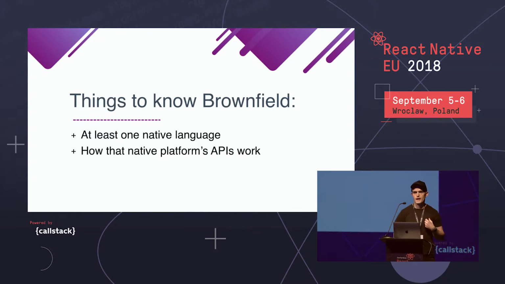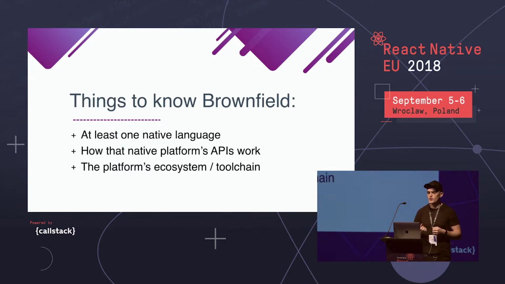So if you're targeting an iOS platform, you would need to know how view controllers work, and you'd probably need to know a little bit about the app delegate. If this is Android, you'd want to know about activities and fragments. But you'd also need to know about the platform's ecosystem and toolchain. For example, if you want to install a third-party library with React or React Native, right, you'd use npm and yarn, and that would cause your package.json file to change.